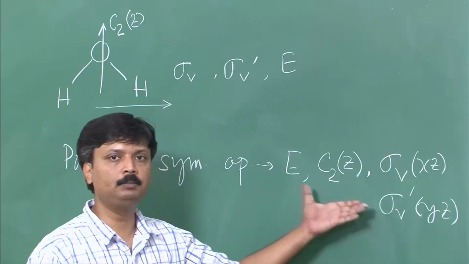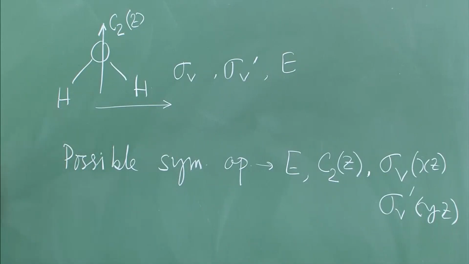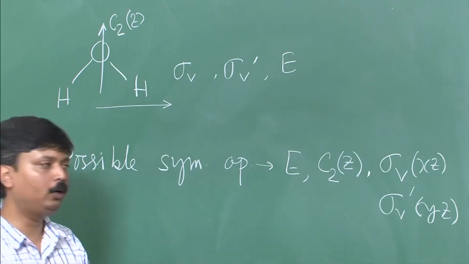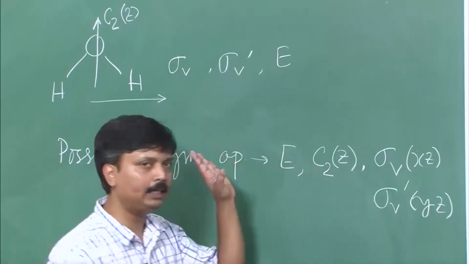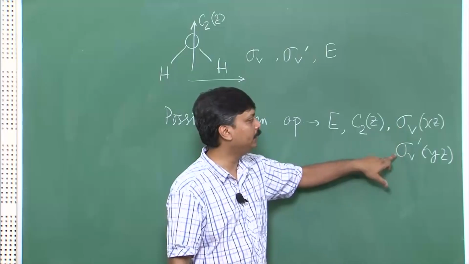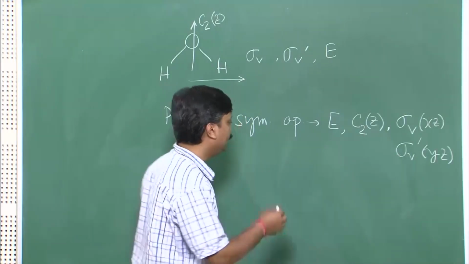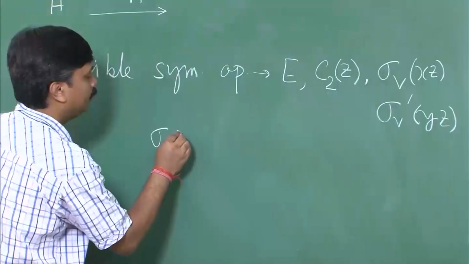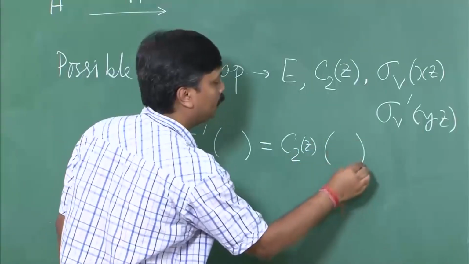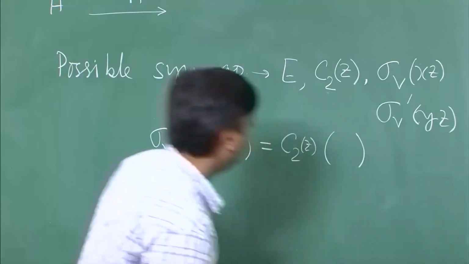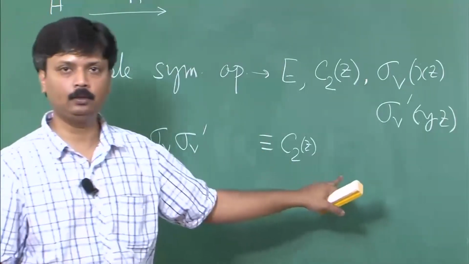With this list of symmetry operations possible for this molecular structure, we will try to find out whether it forms a group or not. The first thing is whether the closure property is verified. If you think about what we learned last class, we took this same example and showed that a combination of sigma v and sigma v prime gives you exactly the same result that is produced by C2Z alone. So I can write that sigma v prime is equivalent to C2Z.